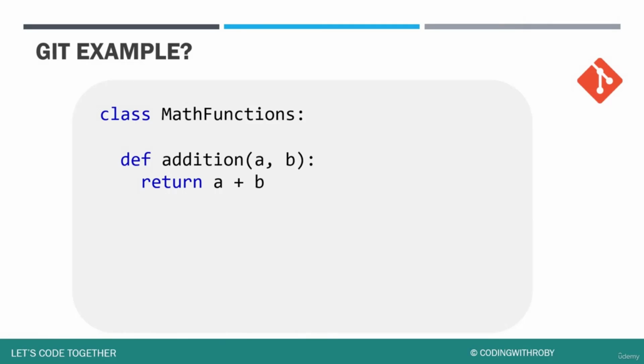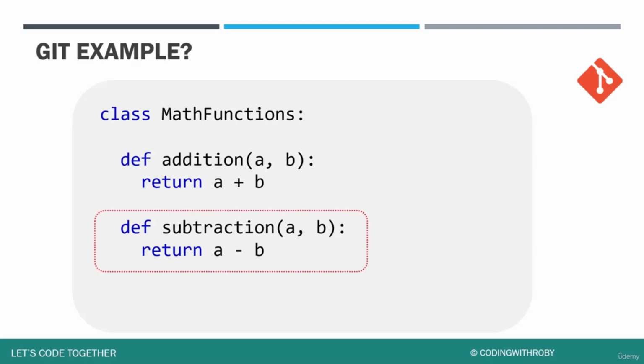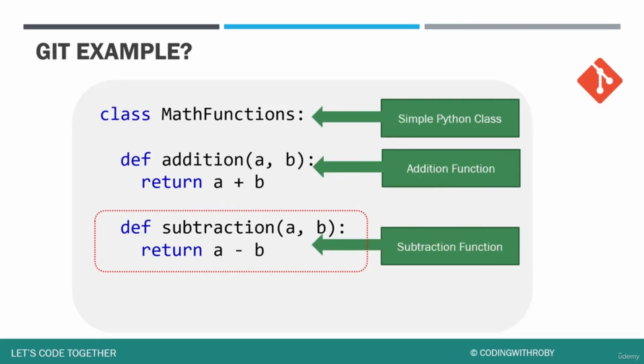Here we have our original class of math functions with our addition functionality. Now the requirement was to create a new function that allows subtraction to our application. So let's add this functionality. We now have our new subtraction function that takes in A and B as the parameters and returns the two parameters subtracted from one another. So now we have our subtraction function and our addition in a simple Python class.